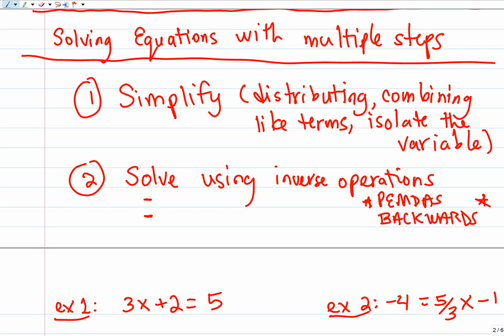So what do we do? Simplify. If they're on the same side, we'll combine them. If they're not, we'll isolate by getting them on the same side. But before I do any of that, I will distribute. So we will have some distributing. That's part of the simplifying process. Then we'll combine like terms. We'll isolate the variable on one side. And then after that, we will have our inverse operations.